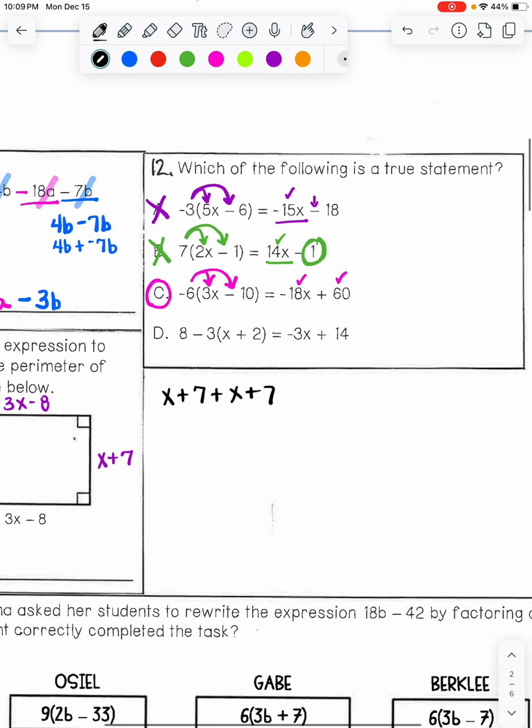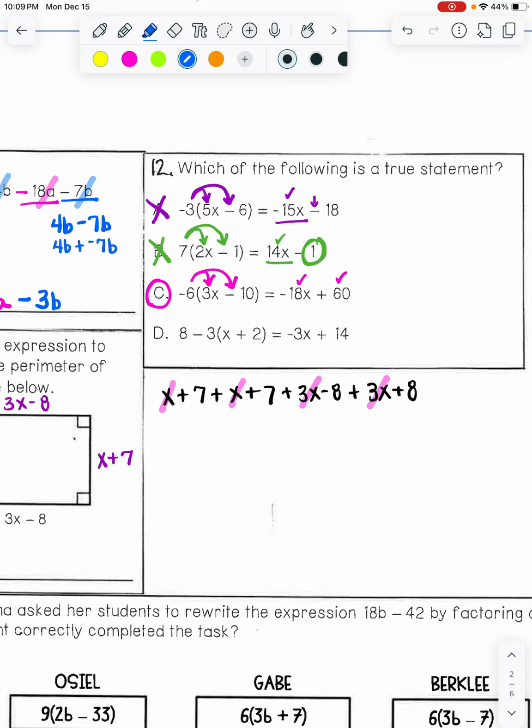Now I'm going to add the top and the bottom. The top is 3x minus 8. And the bottom is also 3x minus 8. So make sure you're just adding all four sides. This is similar to the first one we did here on the page, where I can see I have like terms, right? I have x, I have an x, I have a 3x, I have a 3x. I'm going to combine all of those.